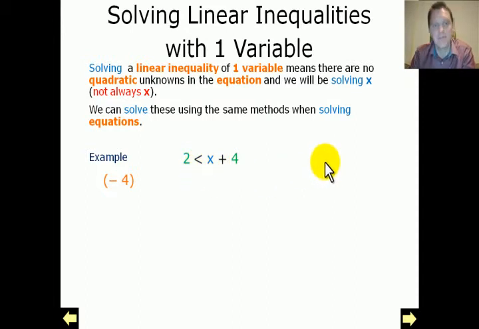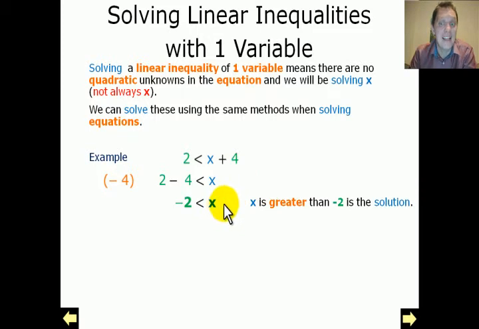So if I subtract 4 from both sides, my 4 on the right hand side disappears. 2 goes on to, minus 4 goes on to the left hand side. So 2 minus 4, that becomes minus 2. So this is now solved. x is greater than minus 2.